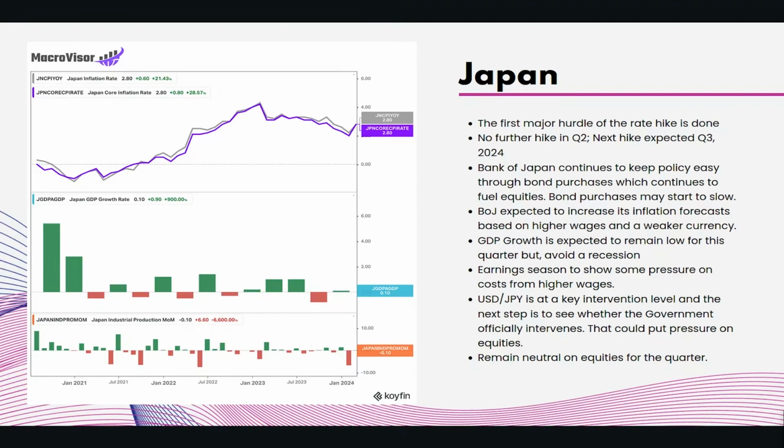So for this quarter, we're actually neutral on equities for Japan because it's a little bit of a tricky situation given that we do have pressures across the board.